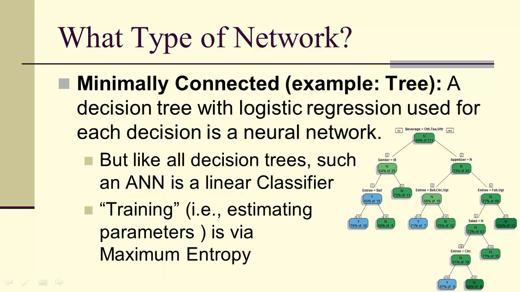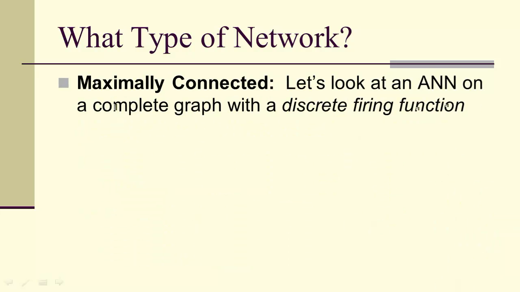And training would be via maximum entropy, and we don't necessarily have any indication of maximum entropy training in our own brains. So minimally connected may not be the best approach. We don't escape linear. What about maximally connected? This actually has some utility.